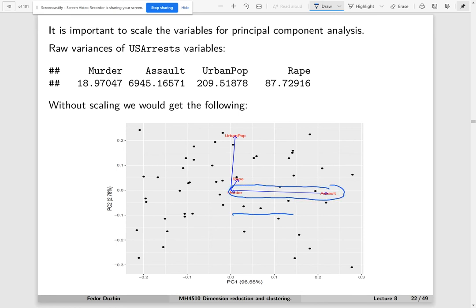So this is the vector. Urban pop is essentially the same as the second principal component, right? Which means that we do not really get anything interesting. The first principal component is just assault. The second principal component is almost just urban pop. And then if you continue, you will see that the third is just rape, and the fourth is just murder. So you do not really get any new information if you do not scale the variables.